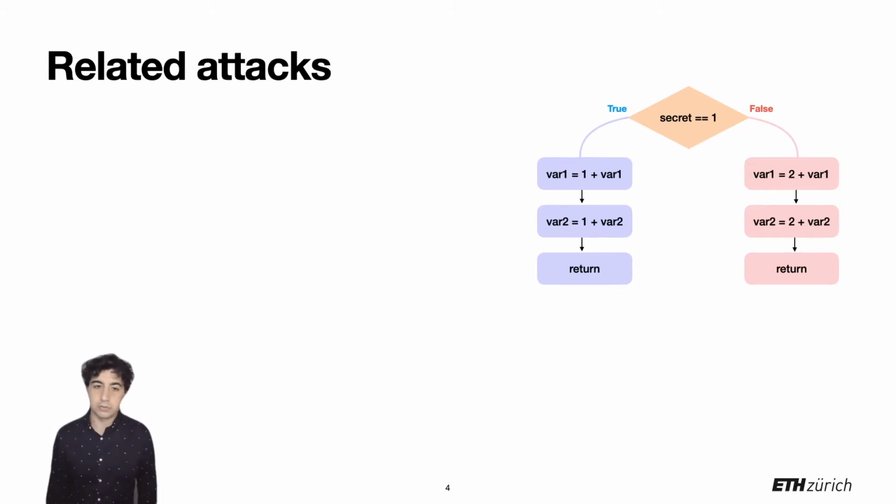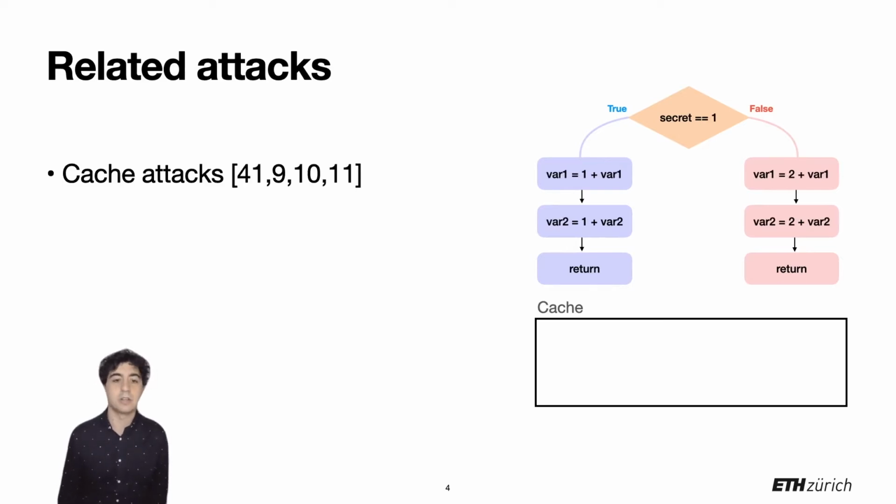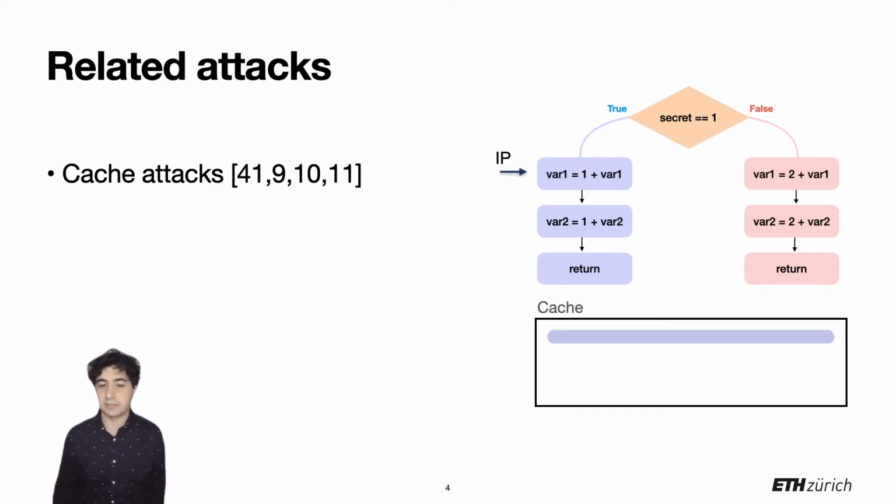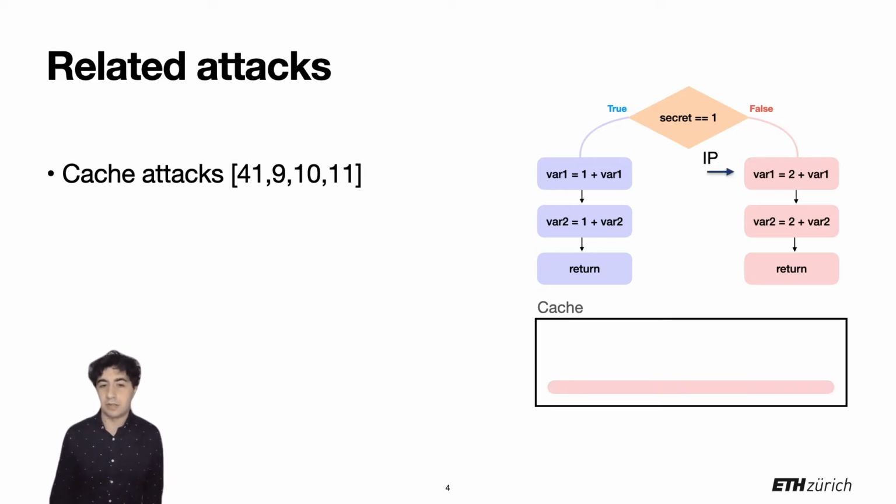What an attacker can do to extract the secret is to leverage shared resources in the system. One of these resources is the cache. The way this works is that if we are executing on the true path, we might access one cache line shown here in blue, while when we are executing on the other path, we might access a different one. Through cache attacks, the attacker can see which cache line was accessed and therefore recover the secret condition.